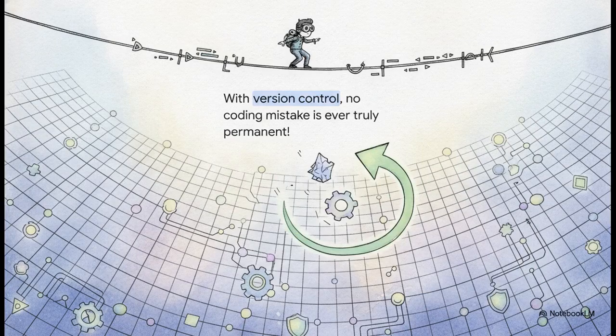And this brings us right to the core philosophy of this entire explainer. When you are first learning to code, the fear of breaking things really holds you back. But as long as you are using Git, you have an invincible safety net. No mistake, no accidentally deleted file, and no completely broken feature is ever truly permanent. You can always go back to a working version.